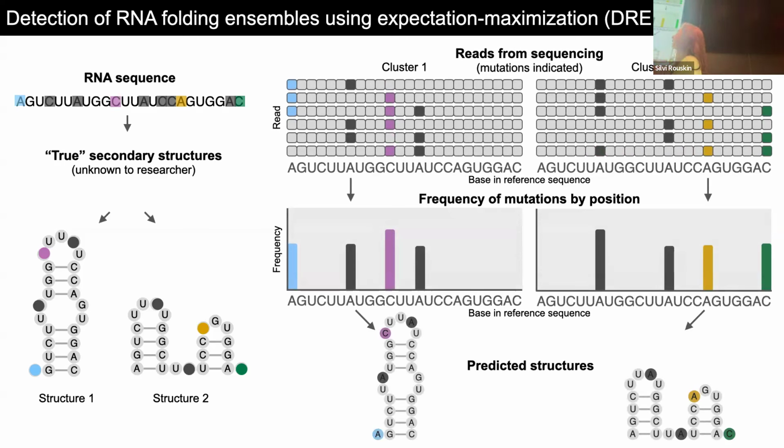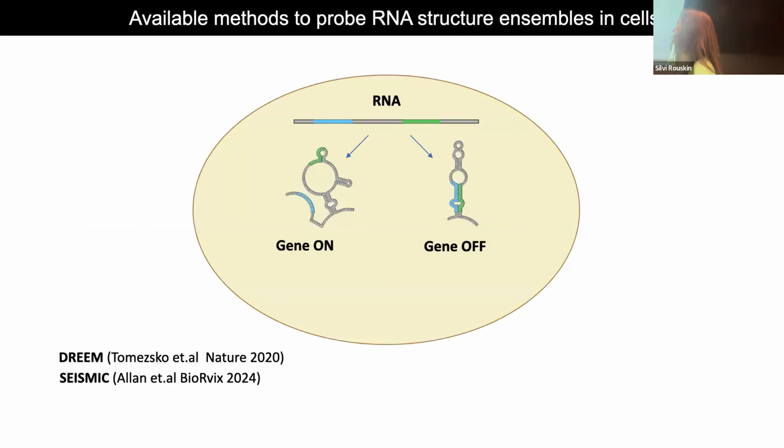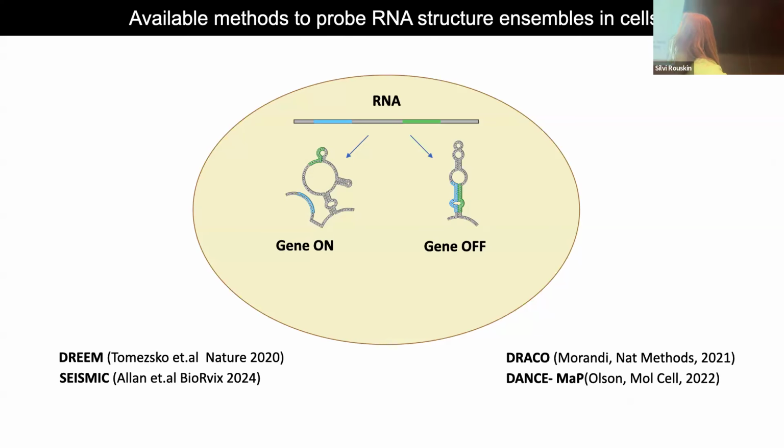I'm not going to take you through all the validations. We validated this on riboswitches and on known alternative structures. This work is published. Phil, the first author, is here in the audience. If you have questions for him, please ask him. But since then, we've updated this. Now we have an even better way of doing this. It's called SEISMIC. There are other groups that also developed different clustering approaches.